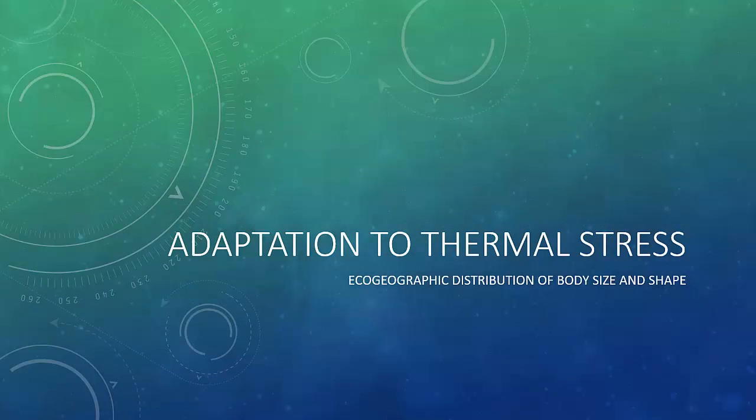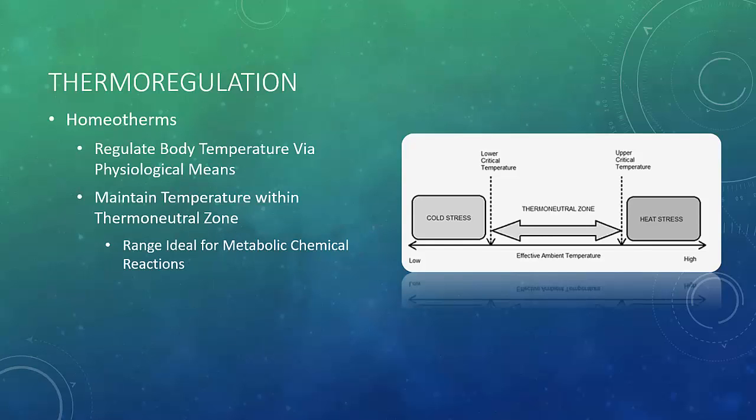This module is going to look at adaptation to thermal stress, focusing on ecogeographic distributions of body size and shape. Now, humans, like other mammals, are homeotherms. So they regulate body temperature via physiological means. So they maintain body temperatures within a thermal neutral zone. This is a range of temperatures ideal for metabolic chemical reactions to occur within the body.